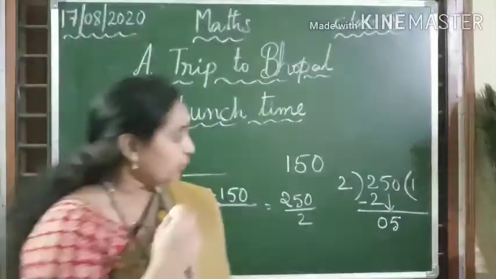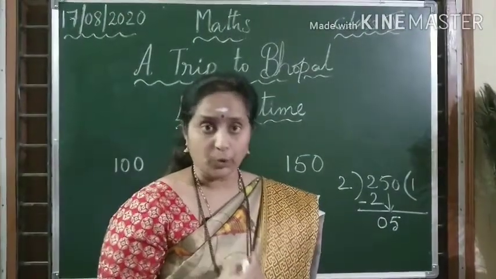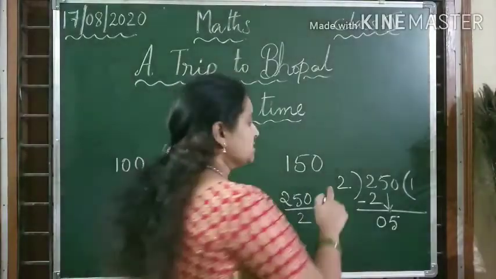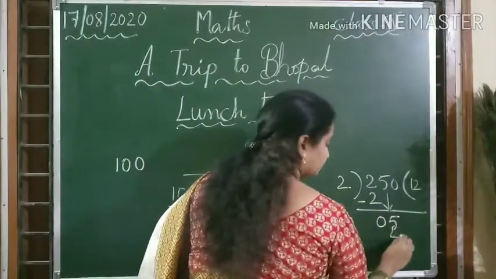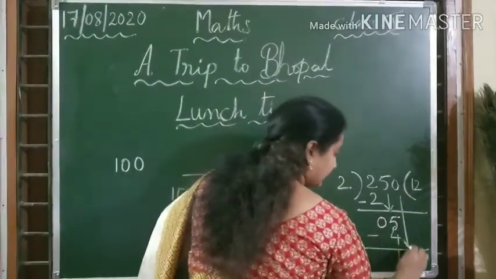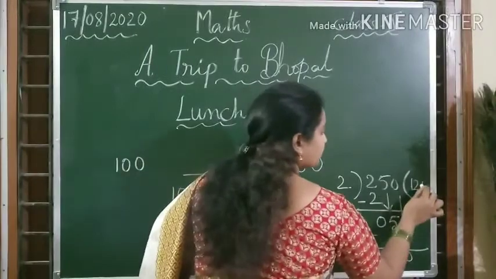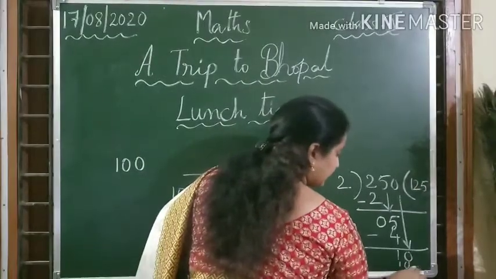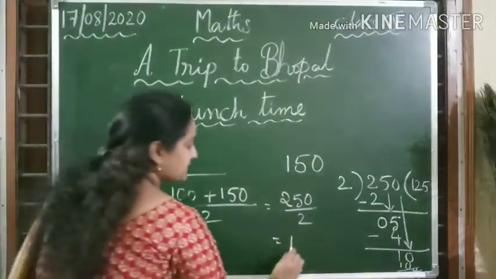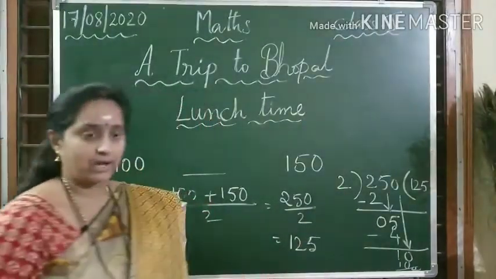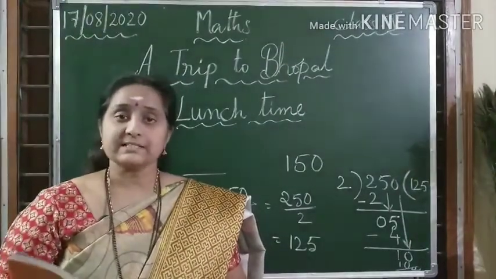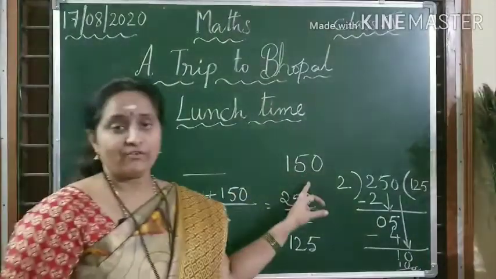Now in the 2 table, can we get 5? No. But we can get 4 which is less than 5. So 2 twos are 4. Again do the subtraction. 5 minus 4 is 1. Get down the next digit. We know that clearly 2 fives are 10, which is nothing but 0. So what is the answer here? 125. So 125 comes exactly between 100 and 150.